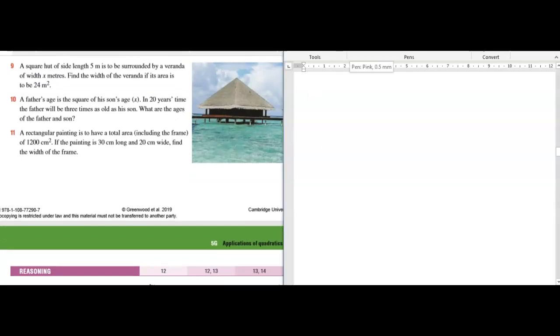All right, so let's move on to, we'll do question 11. I know I said I'd just do 10, but 11 finishes off the problem solving section. So a rectangular painting is to have a total area, including your frame, of 1,200 centimeters squared. If the painting is 30 centimeters long and 20 centimeters wide, find the width of the frame.